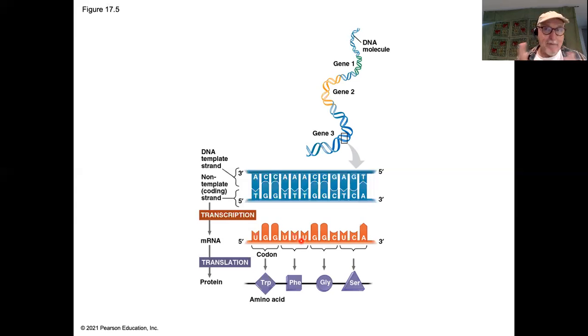The monomers of polypeptides are amino acids. The monomers of all of these things, of DNA, RNA, the monomers of the nucleic acids are nucleotides. How do we get from the nucleotides to a chain of amino acids? Well, what you have to do is rely on an intermediary.